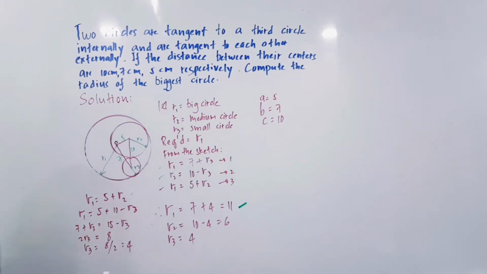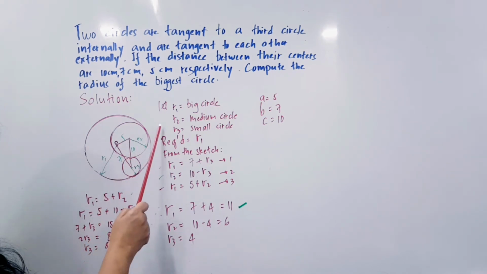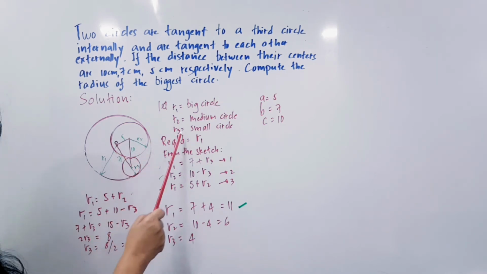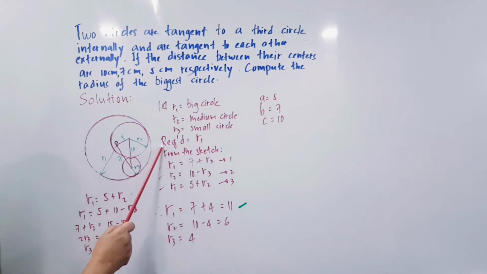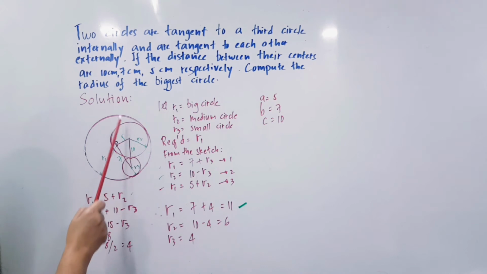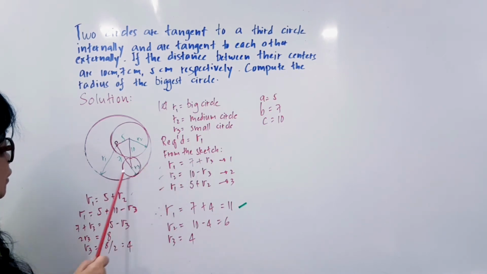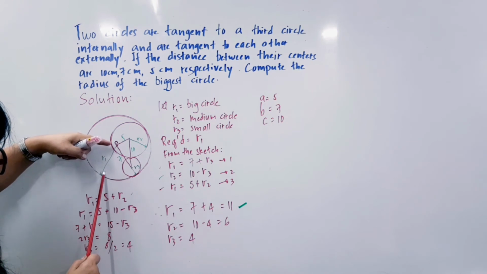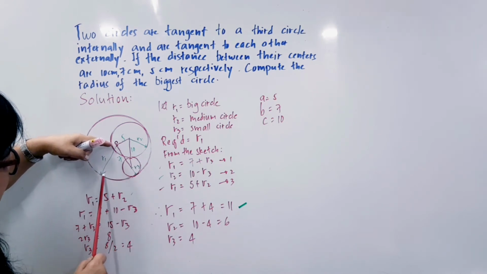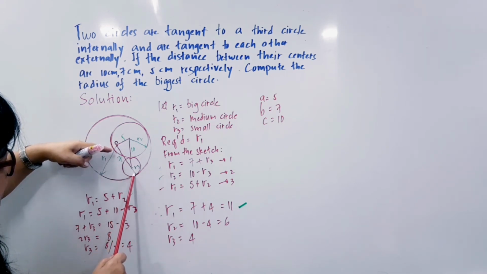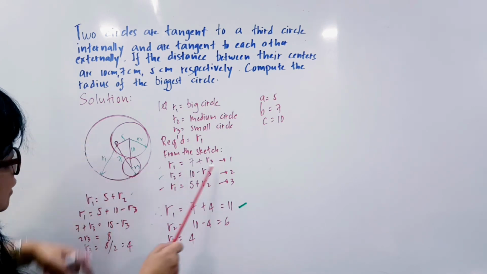Ngayon, we let R1 be the radius of the big circle, R2 the radius of the medium circle, and R3 the radius of the small circle. Ang required natin dito is the radius of the biggest circle, the R1. So, from the sketch, makita natin na ang R1 is equal to, iikot natin R1 dito, papunta dito. It will be 7 plus R3. So, R1 equals 7 plus R3. That is equation 1.